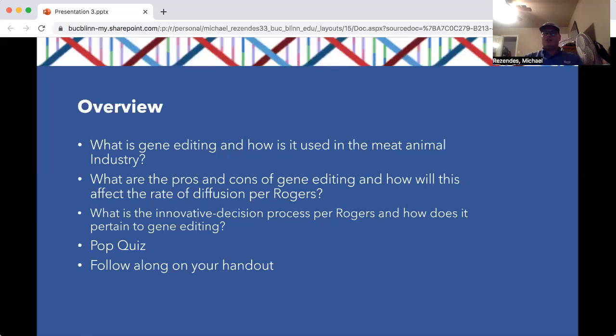I always like when we start with an agenda or an overview, and these are the main questions that will be answered. So we'll go over this. What is gene editing and how is it used in the meat animal industry? What are the pros and cons of gene editing, and how will this affect the rate of diffusion per Rogers? What is the innovative decision process per Rogers, and how does it pertain to gene editing? Followed by this slide, we'll have a quick pop quiz, and I ask that everybody follow along on their handout. It's a good engagement tool to make sure you're following along and then ultimately accomplishing our learning objectives throughout the presentation.